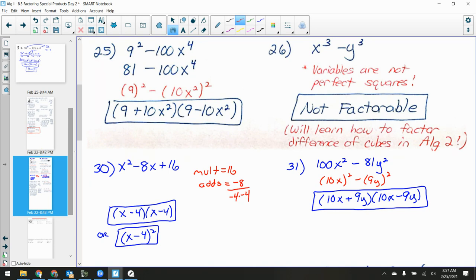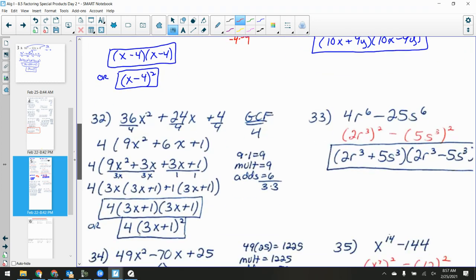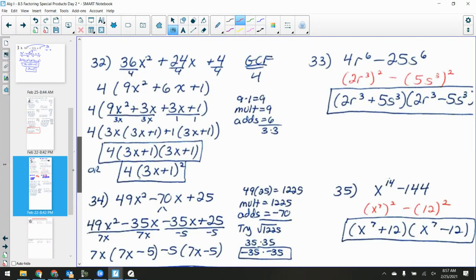Then we got the last set. 30 is x minus 4, x minus 4. 31 is a difference of squares: 10x plus 9y, 10x minus 9y. Scrolling down a little bit more here, here's 32 and 33.